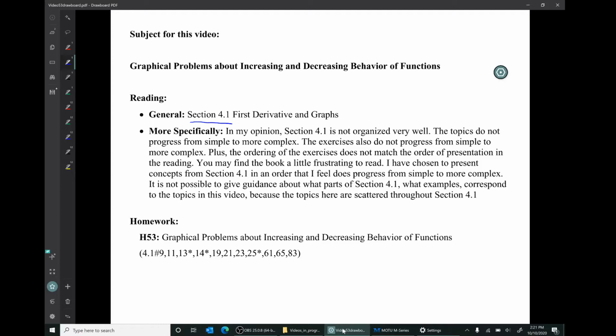And the homework exercises from section 4.1 also don't progress in an order from simple to more complex, and they don't progress in the same order as the reading. So our homework problems for this video are this batch of problems that are scattered throughout the homework exercises for section 4.1.